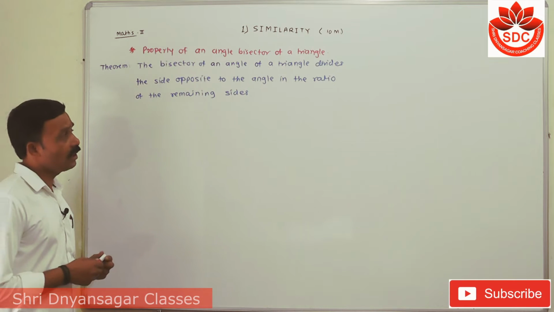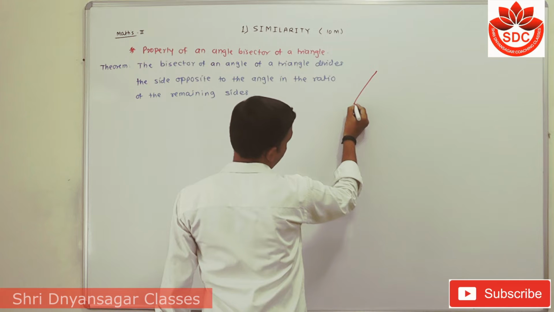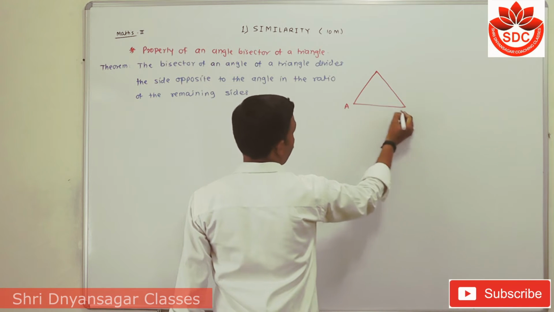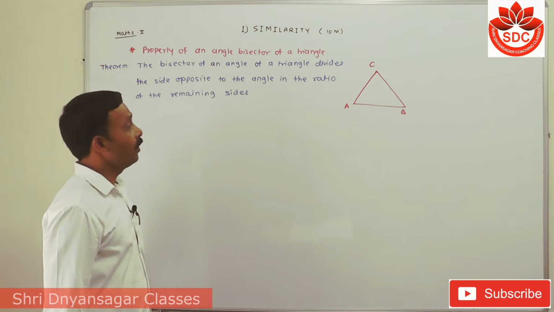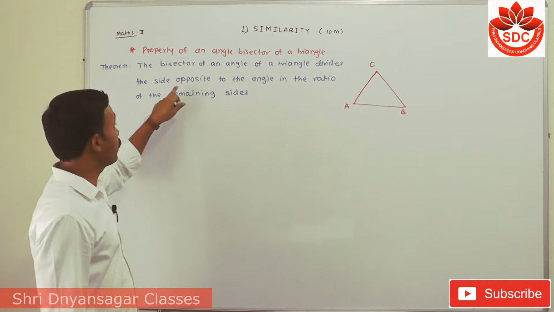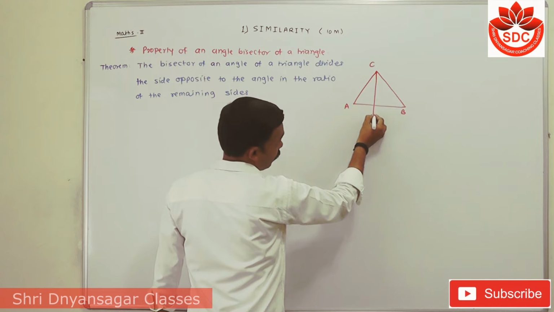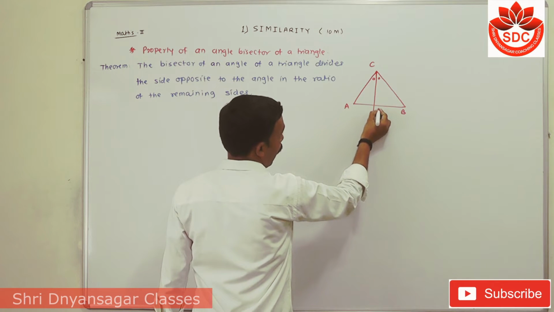For this, we draw the figure. Suppose we take any triangle here. Suppose that the triangle is ABC. Here is A, here is B, and here is suppose C. Now, here angle of the triangle divides the side opposite. Means that this angle bisector divides this side opposite. Suppose that this is the bisector which intersect at point E.